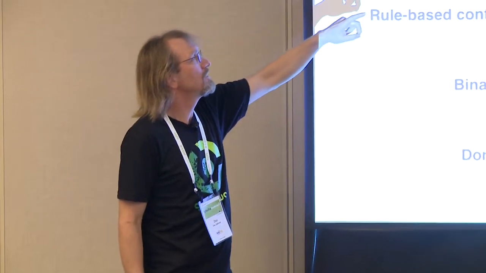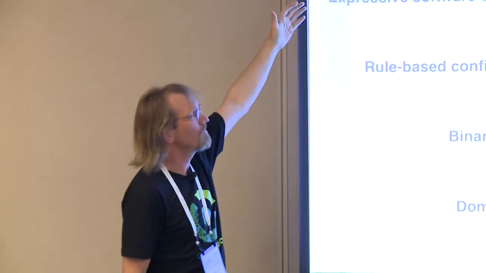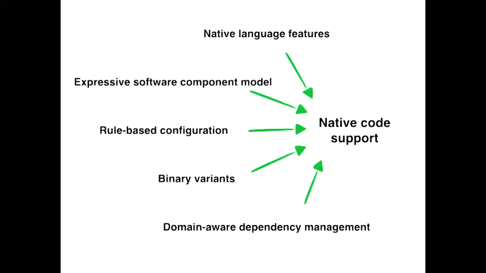So what I'm going to talk about today is, I'll be talking a little bit about the native language features. I'll be spending quite a bit of time talking about the component model that we've developed, and that's going to feed into all of the domains in Gradle. I'll talk a little bit about the rule-based configuration, because Adam's going to talk about that quite a bit tomorrow. I'll talk quite a bit about the binary variants and the model that goes behind that. And at the end, I'll talk a bit about dependency management and the domain-aware dependency management.